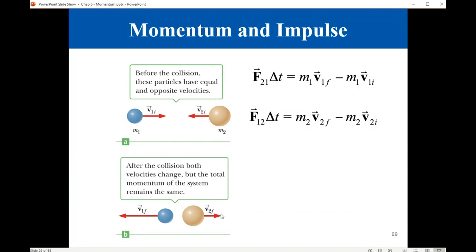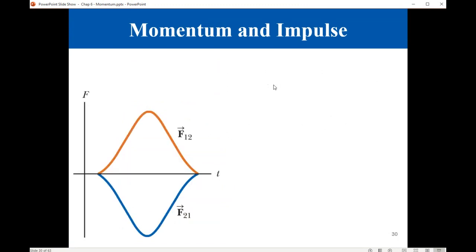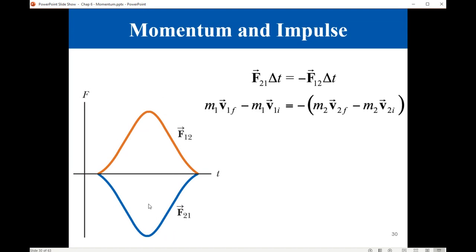Okay? So the change in momentum is equal to the impulse, which is F delta t. This is how we calculate the change in momentum. F delta t here is positive, F delta t here is negative. If you add them, it is 0. For an isolated system, the changes in momentum for the two colliding objects will add up to 0. No change in the total momentum for the system. Okay?